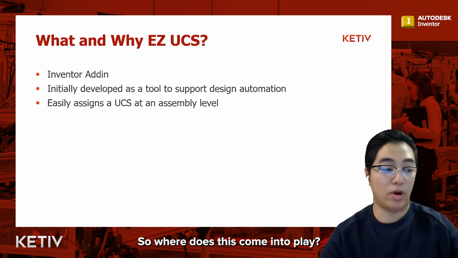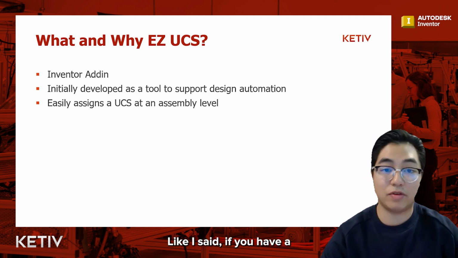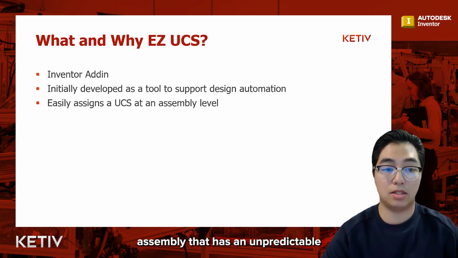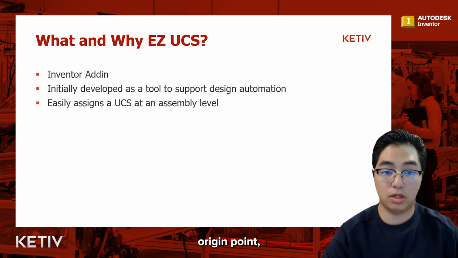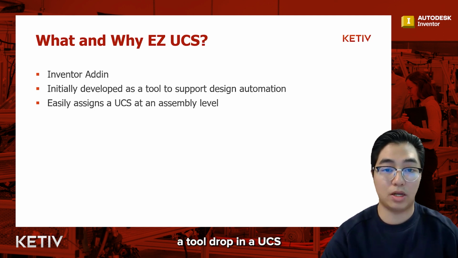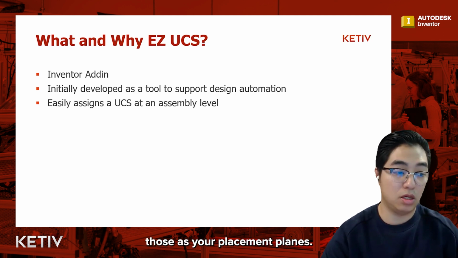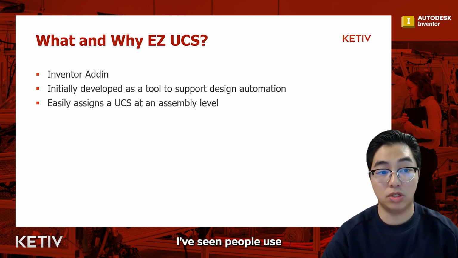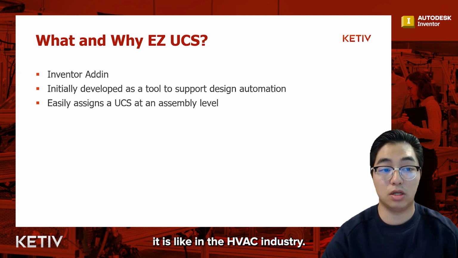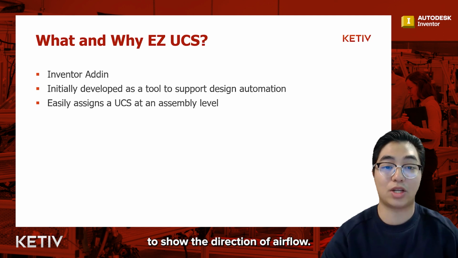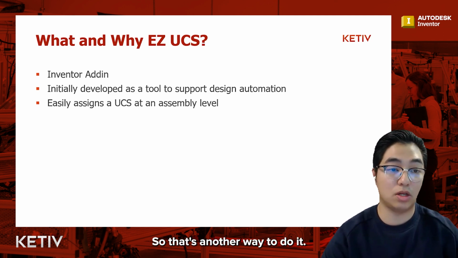So where does this come into play? Like I said, if you have an assembly that has an unpredictable origin point, you can use the tool, drop in a UCS, and it comes with all the coordinate points. You can easily use those as your placement planes. Other places I've seen people use it is in the HVAC industry, they will use Easy UCS, or they'll use a UCS to show the direction of airflow. So that's another way to do it.